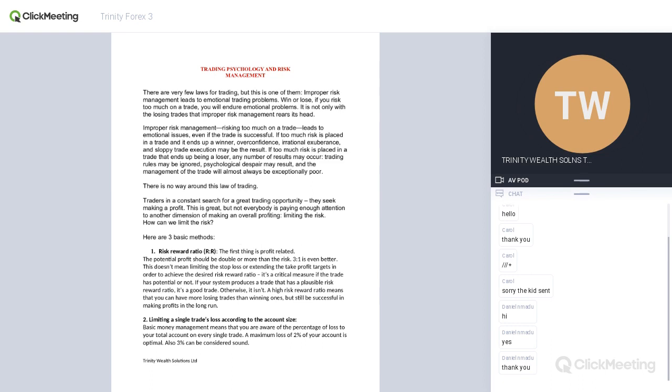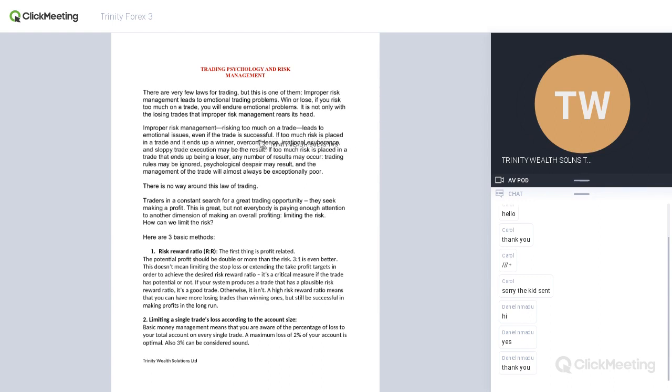Great. We look at trading psychology and risk management. There are very few laws for trading, but this is one of them. Improper risk management leads to emotional trading problems. A win or a loss, if you risk too much on a trade, you will endure emotional problems. It is not only with the losing trades that improper risk management rears its head. Improper risk management, that is risking too much on a trade, leads to emotional issues.